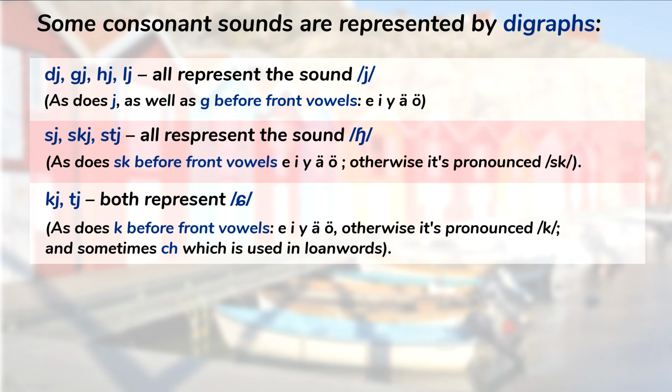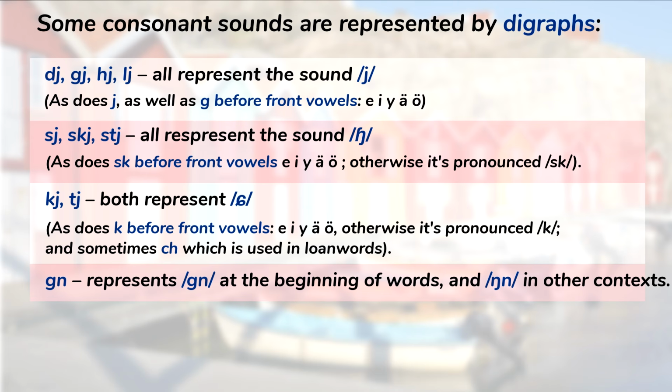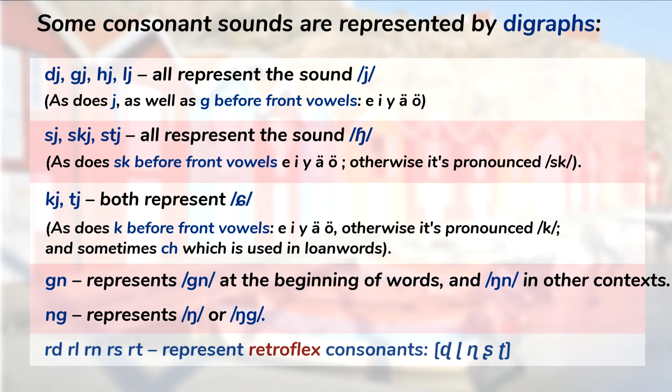Otherwise it's pronounced k. And sometimes ch, which is used in loanwords. This digraph represents gn at the beginning of words and n in other contexts. This digraph represents ng or ng. And these digraphs represent retroflex consonants, the retroflex element being shown by the R in each digraph.